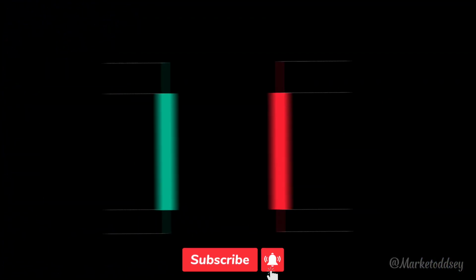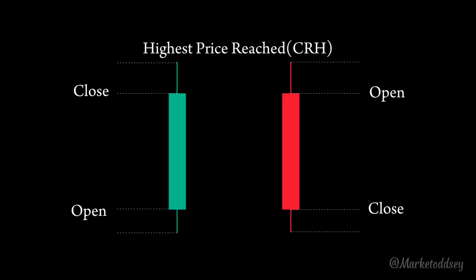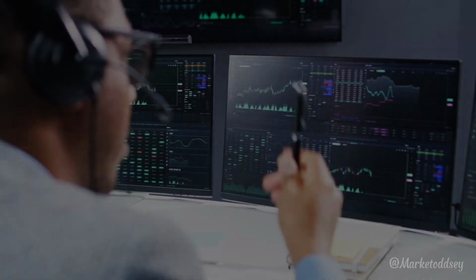First, let's talk about the basics. Every candlestick on a chart tells a story. A single candle shows the battle between buyers and sellers during a specific time period. The top of the candle, the wick, represents the highest price reached, while the bottom shows the lowest. The thicker body between the open and close prices tells us who won that battle. Green if buyers push prices up, red if sellers drove them down.